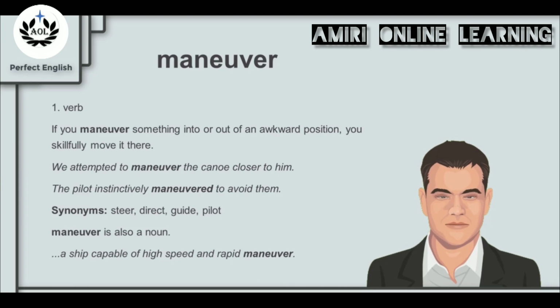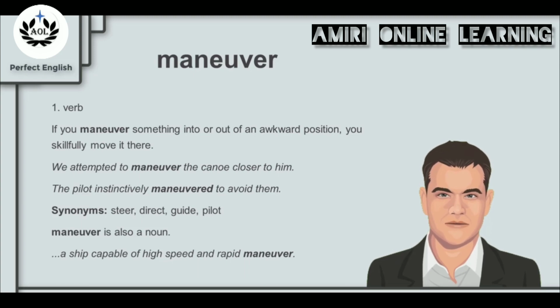For example, we attempted to maneuver the canoe closer to him. It was not easy and it needed a lot of skill. It was in an awkward position, but we did it. We maneuvered the canoe closer to him. Or the pilot instinctively maneuvered to avoid them. Also, it was not easy. It was an awkward position, but using the skill the pilot had, he avoided them. Now, synonyms for this meaning of maneuver are the words steer, direct, guide, and pilot. And maneuver can also be used as a noun.